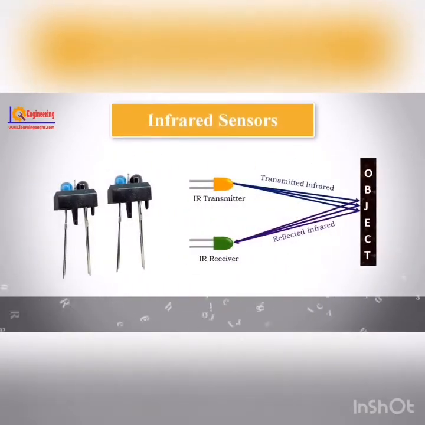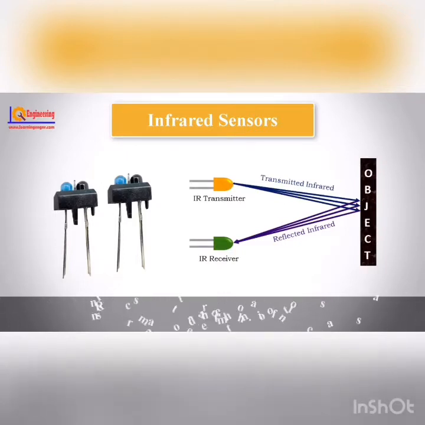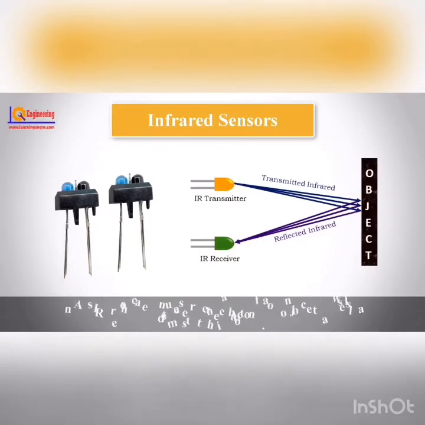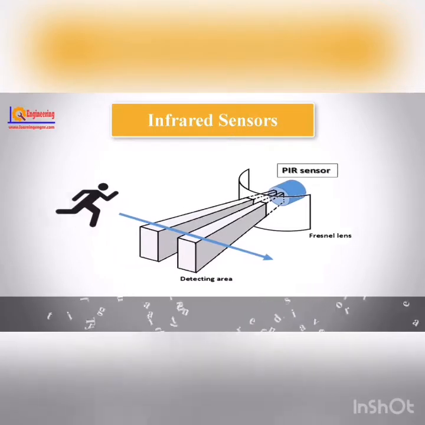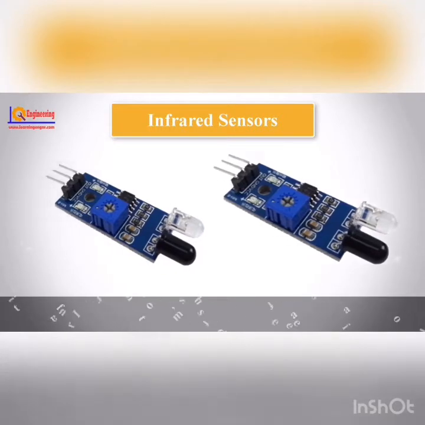IR sensors. An infrared sensor (IR) is an electronic device that emits infrared radiation in order to sense some aspects of the surroundings. An IR sensor can measure the heat of an object as well as detect motion. These types of sensors measure only infrared radiation rather than emitting it, and are called passive IR sensors. Different applications where IR sensors are implemented are mobile phones, robots, industrial assembly, automobiles, etc.